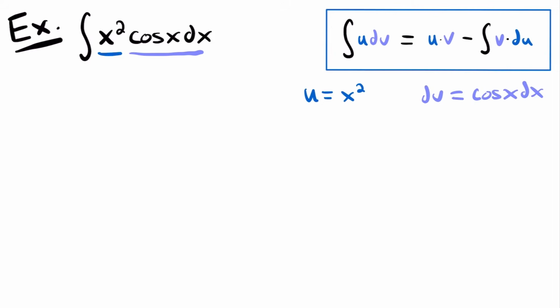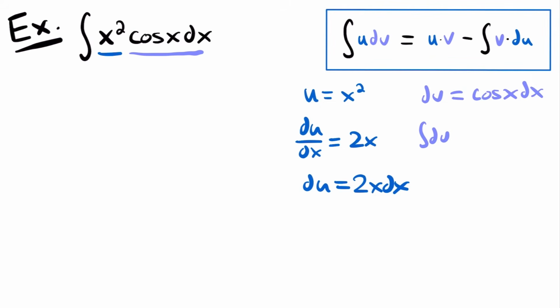So let's take the derivative of u. We will have du dx is equal to 2x. That's using the power rule for derivatives. Multiply the exponent down and subtract 1 from the exponent. So we have 2x. And then if we solve for du, we'll have du is equal to 2x dx. Okay, now let's integrate dv.